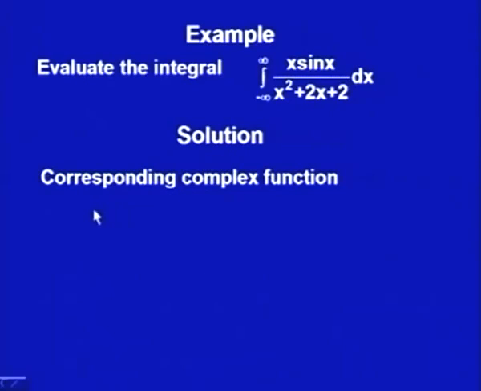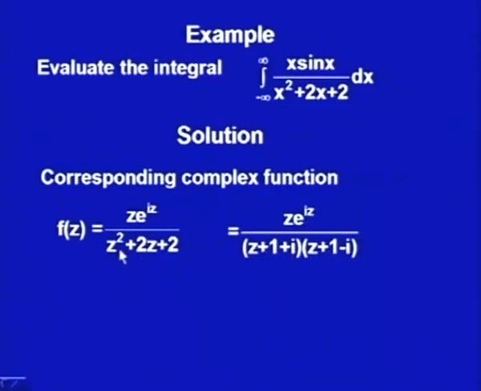Let us go ahead with the usual method. For the evaluation of the integral from minus infinity to plus infinity of f(x) sin x dx, we always define the corresponding complex function as f(z) e to the power iz. So here we take f(z) as z upon z square plus 2z plus 2 into e to the power iz. This we take as our corresponding complex function. Let us factor it: z e to the power iz upon (z plus 1 plus i)(z plus 1 minus i).